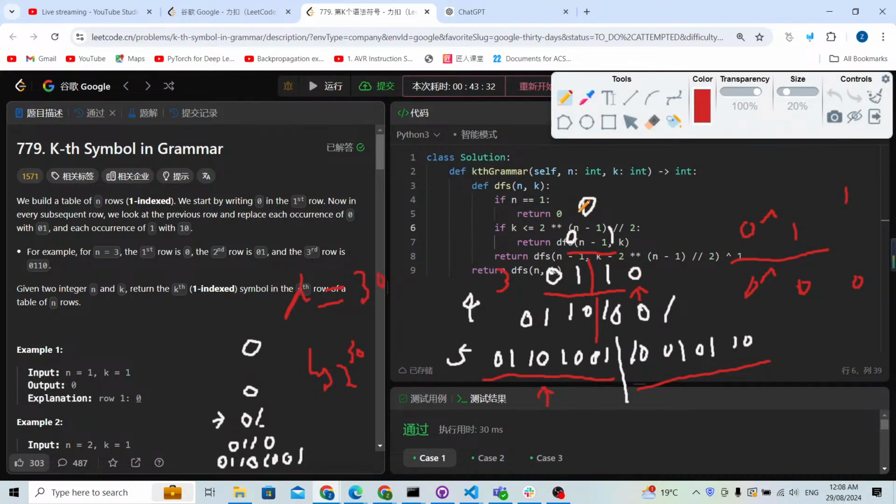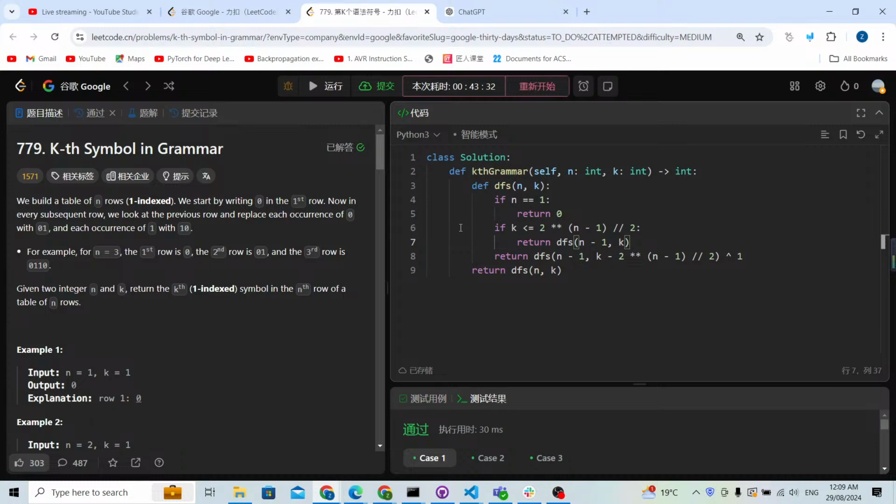So the idea is that we're gonna check each of the rows, and then we find some intuition, because definitely each of them is gonna be 0, 1, or 1, 0, and then we find if it is the left side, it is always the same as the previous row. If it is the right side, it is always the flip of the previous row. So according to this idea, we can write the recursive function and solve the problem.